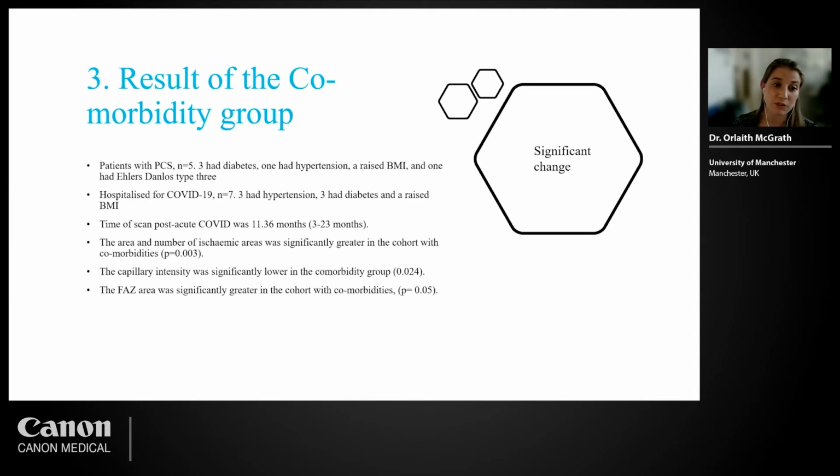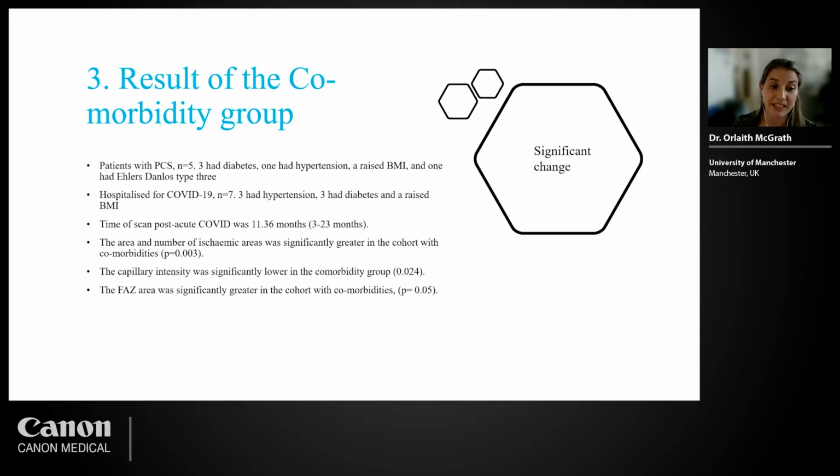So for the result of the comorbidity group, there were 5 patients who had post-COVID syndrome, 3 had diabetes, 1 had hypertension and raised BMI, and 1 had Ehlers-Danlos type 3. And then 7 who had been hospitalized for COVID-19, 3 had hypertension, 3 had diabetes and raised BMI. The time of scan post-COVID was 11.36 months.